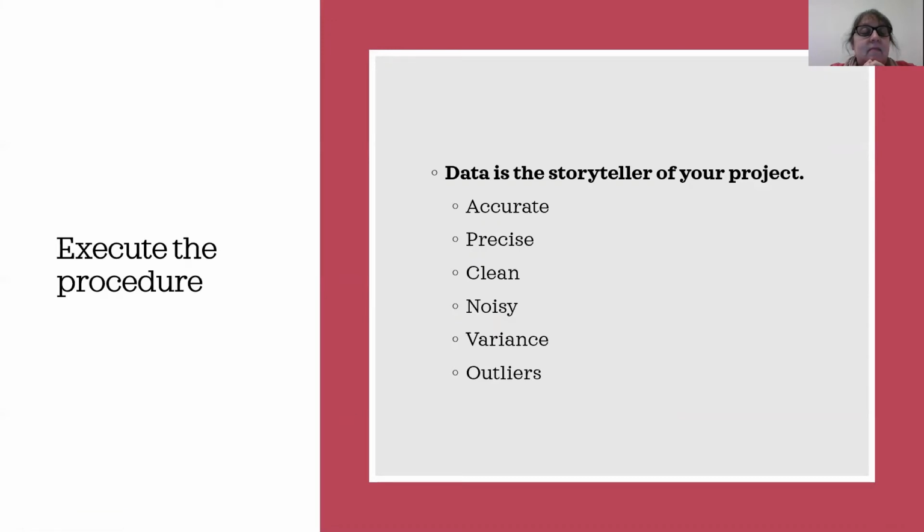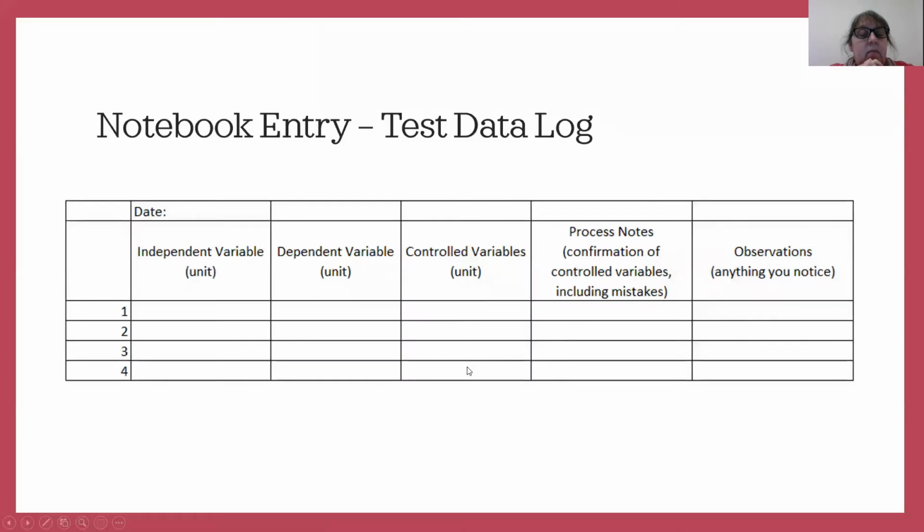Now it's time to execute the procedure. What's really important is collecting the data. It has to be accurate. It has to be precise. It has to be clean. And when I say noisy, that means you don't say, oh, that's about 2 1/4 inches, or that's about so many grams. Make sure that you have real good data, and then you'll be able to see variance and outliers, and those are important things to talk about when we get to our data.